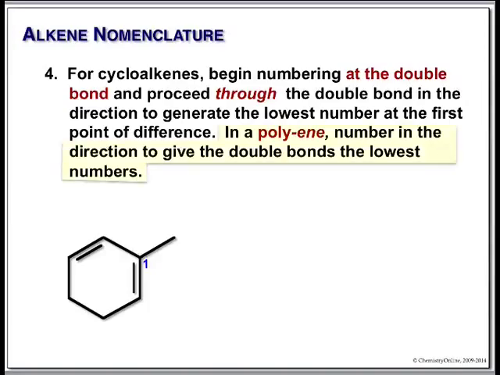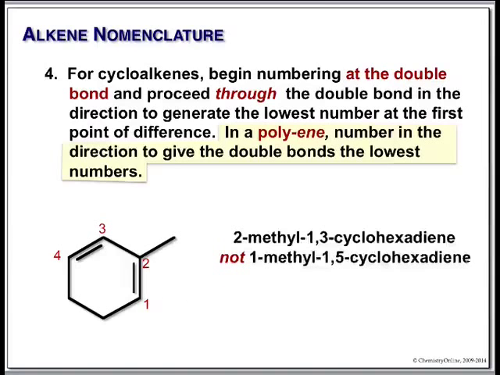Instead, we want our double bonds to have the lowest number. Therefore, this is going to be 1, so we can have a 1,3 for our double bonds. Double bonds take priority. We would call this a cyclohexadiene. We have a methyl group in carbon 2. Remember, this is not 1-methyl, 1,5, because we want 1,3 for our double bonds, not 1,5.